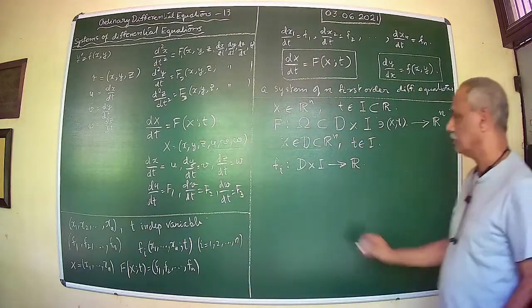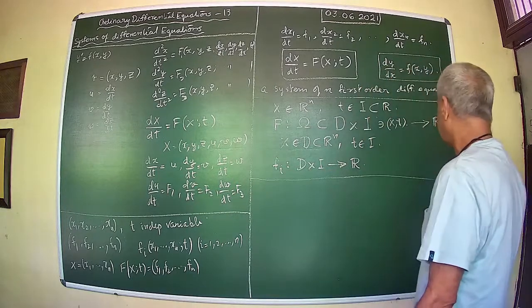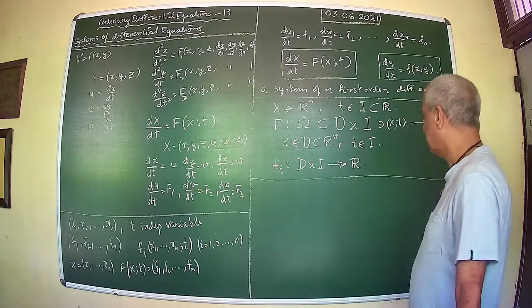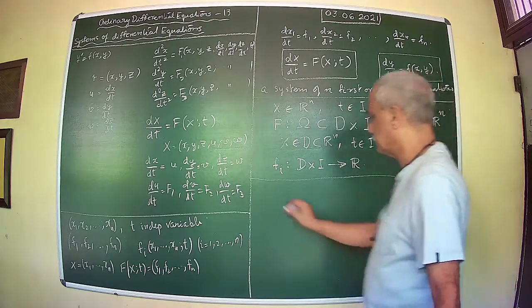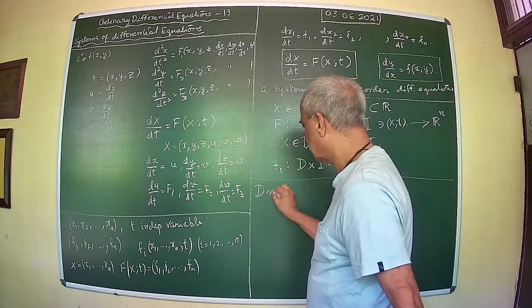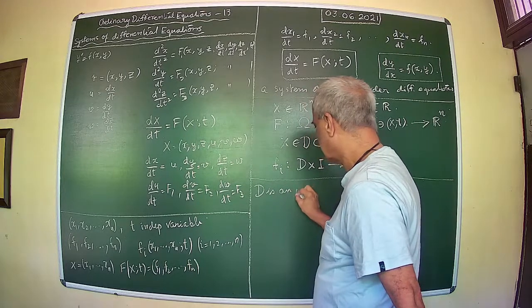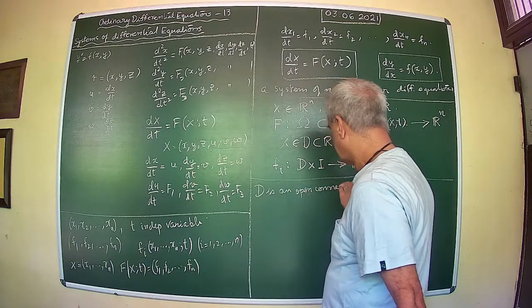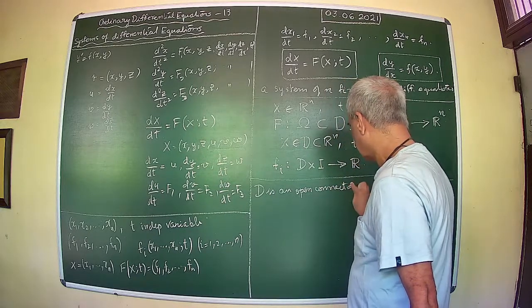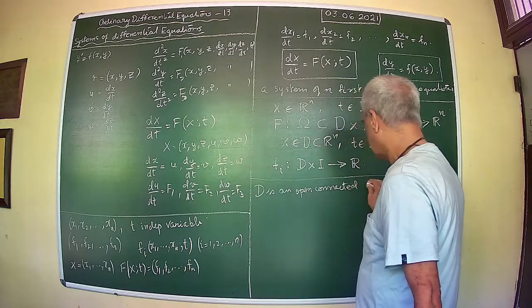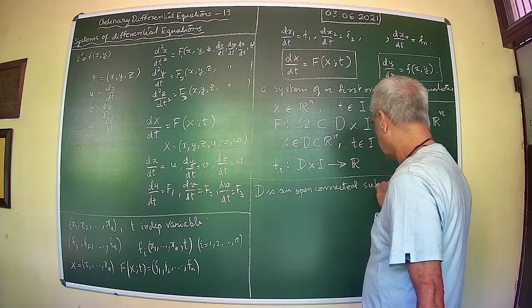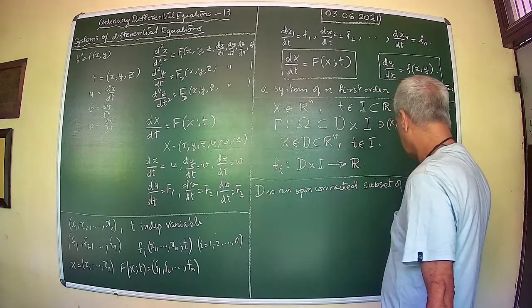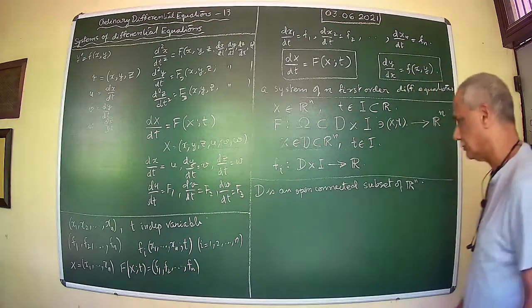Now we can make some assumptions about D, I and R. D may be the whole of Rn.